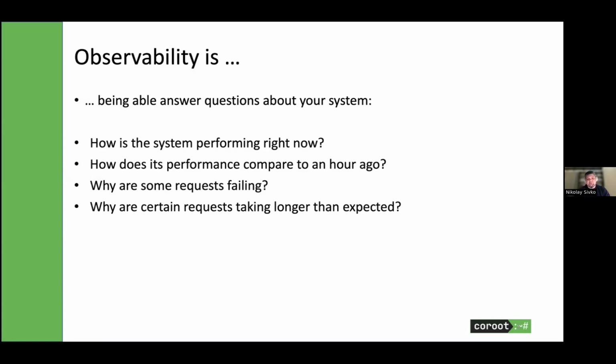How is the system performing right now? What is its response time? How many requests did it process? Are there any errors? And why do some requests take longer than before? Observability is not about storing metrics, traces, and so on. It's about being able to answer questions.